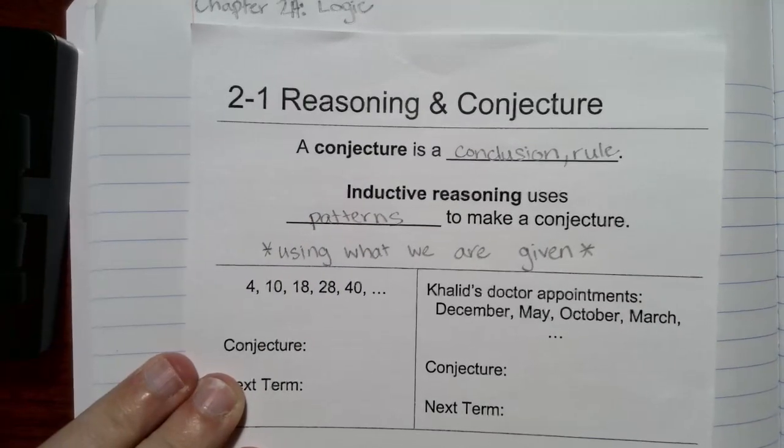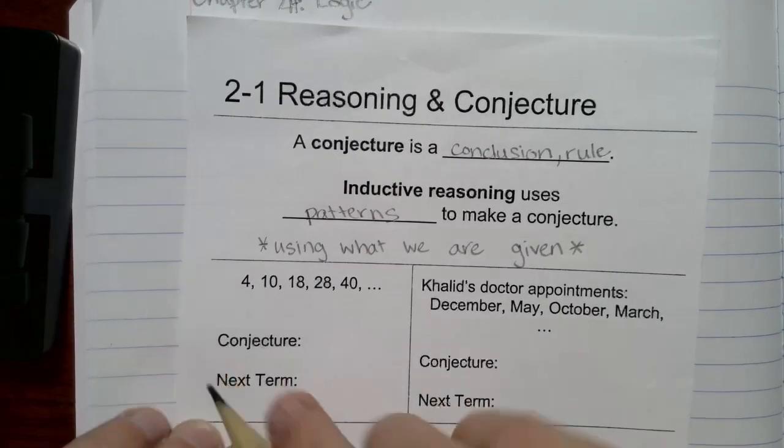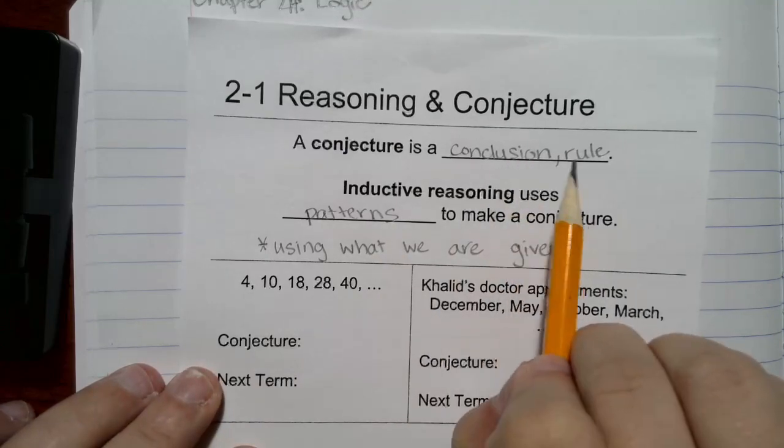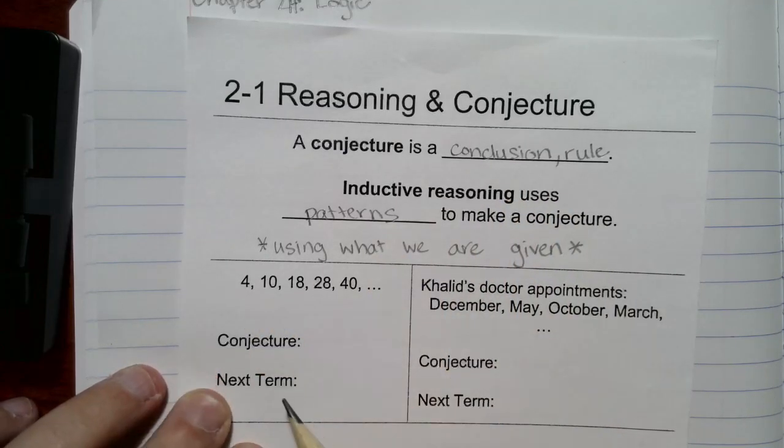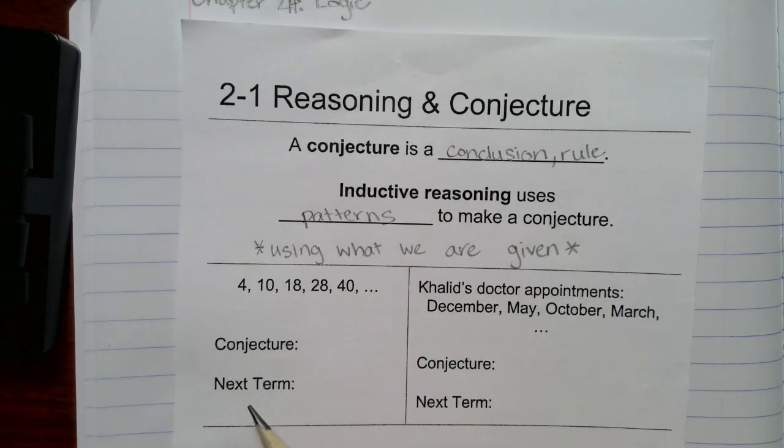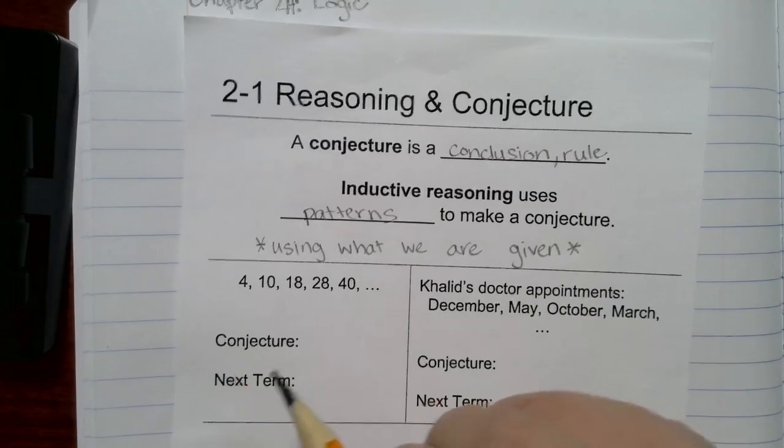So here we got the first one. This is our first example. We're going to come up with a conjecture. So we need to come up with a rule, how this is working. And then next term means what comes after that. What's our next number going to be?